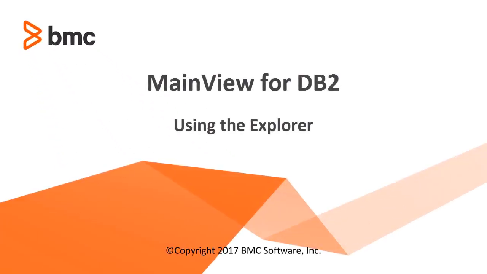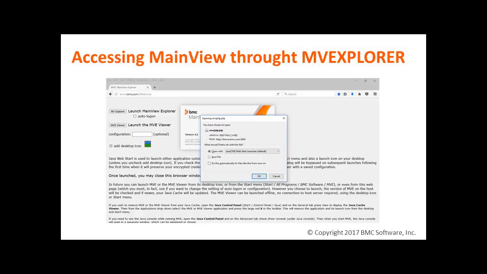Today we'll be talking about accessing and using MainView for DB2 through the MainView Explorer. For accessing MainView through the MainView Explorer on my system, I'll enter the URL bmca.bmc.com:3090/mve into my browser, and I'll click on Launch MainView Explorer. Then I'll choose Open with Java and click OK.